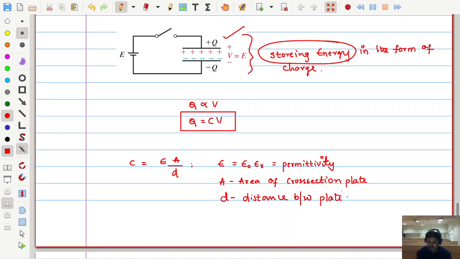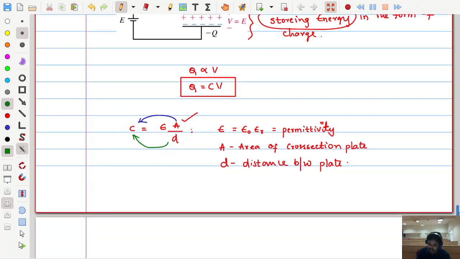So from this relationship it is easily understood that if area increases, it is a direct proportional relationship with the capacitance. So if area increases, capacitance increases. Another is that if the distance between plates increases, capacitance decreases. So you can see the effect of these parameters.